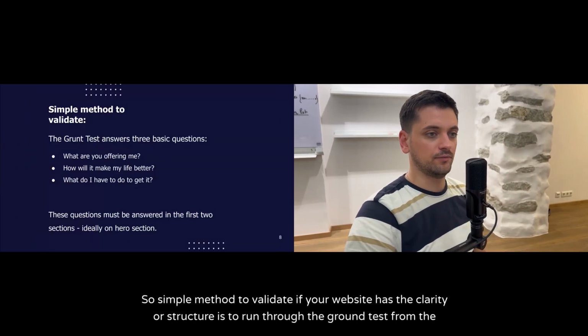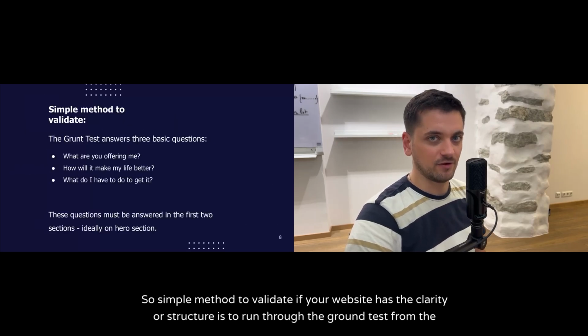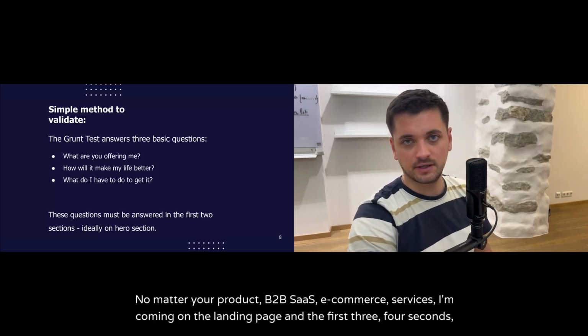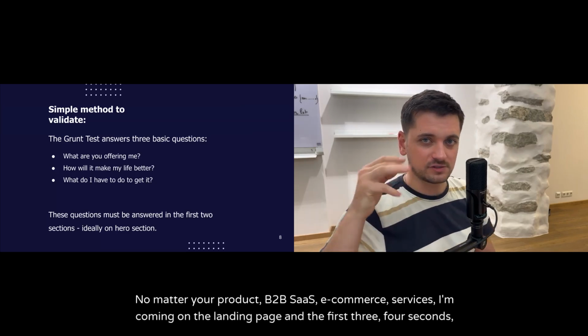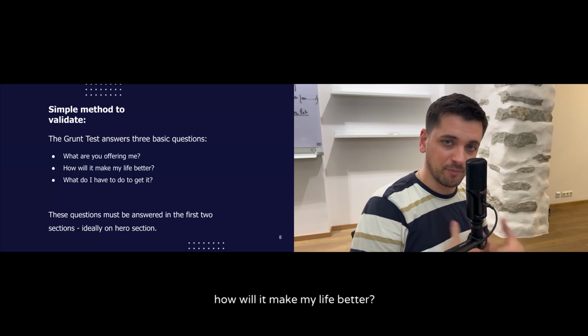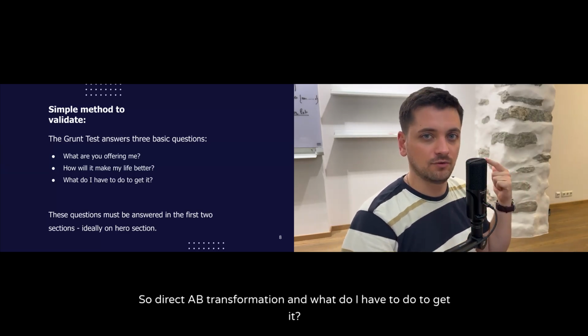So a simple method to validate if your website has clarity or structure is to run through the ground tests from the ground up. No matter your product, B2B SaaS, e-commerce, services, I'm coming on the landing page, and in the first 3-4 seconds, I want to understand what you're offering me. How will it make my life better? So direct transformation, and what do I have to do to get it?